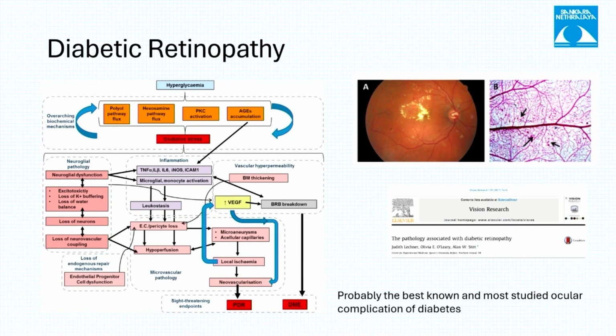Now, diabetic retinopathy, as I mentioned, is probably the best known and most studied ocular complication of diabetes. This is a very complicated slide, but what is important for you to know is this single factor, VEGF, and breakdown of the blood retinal barrier. You heard Ramana Kumar in the morning. He very well described the blood retinal barrier, so he's made my life much easier. This ends up with the two sight-threatening complications of diabetic retinopathy, that is proliferative diabetic retinopathy and diabetic macular edema.